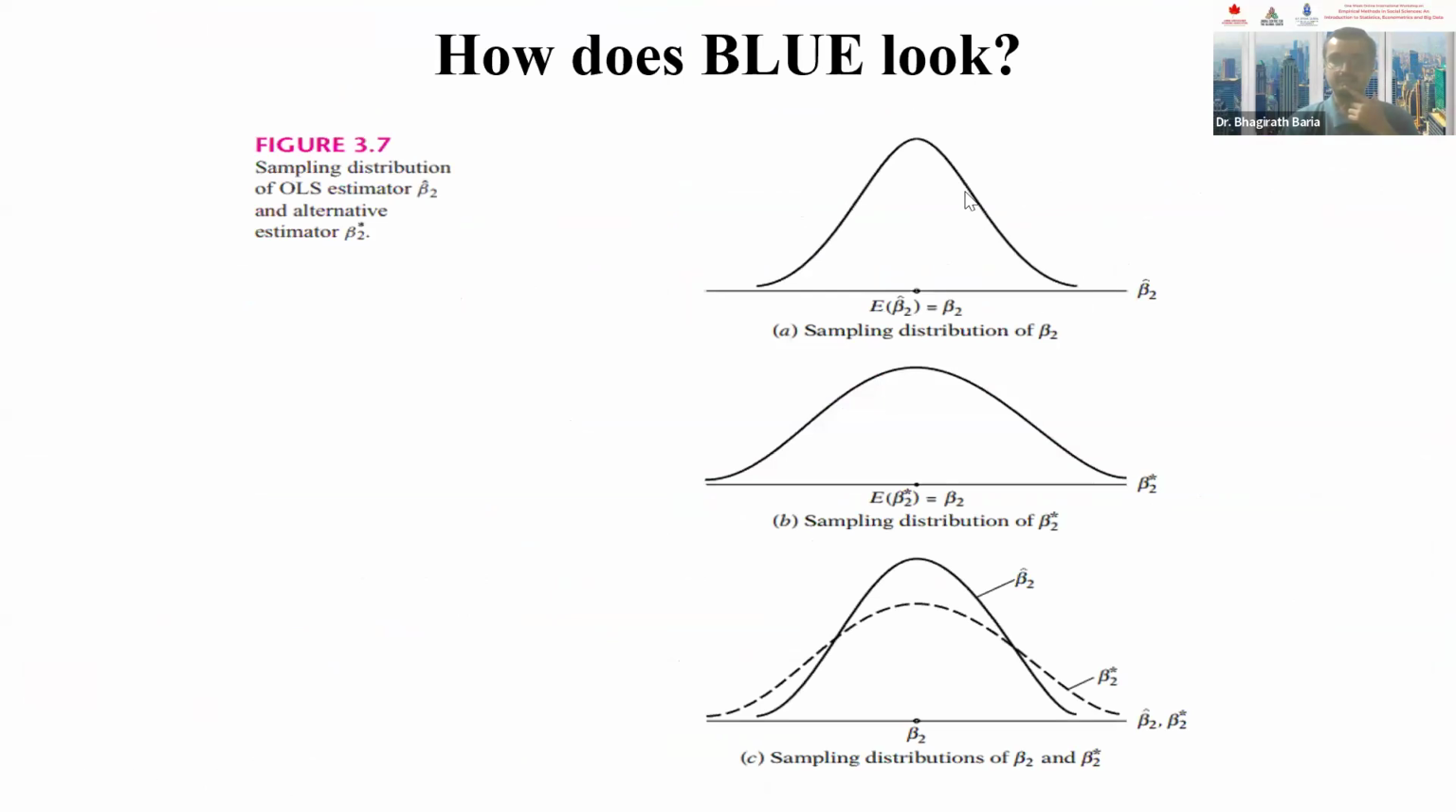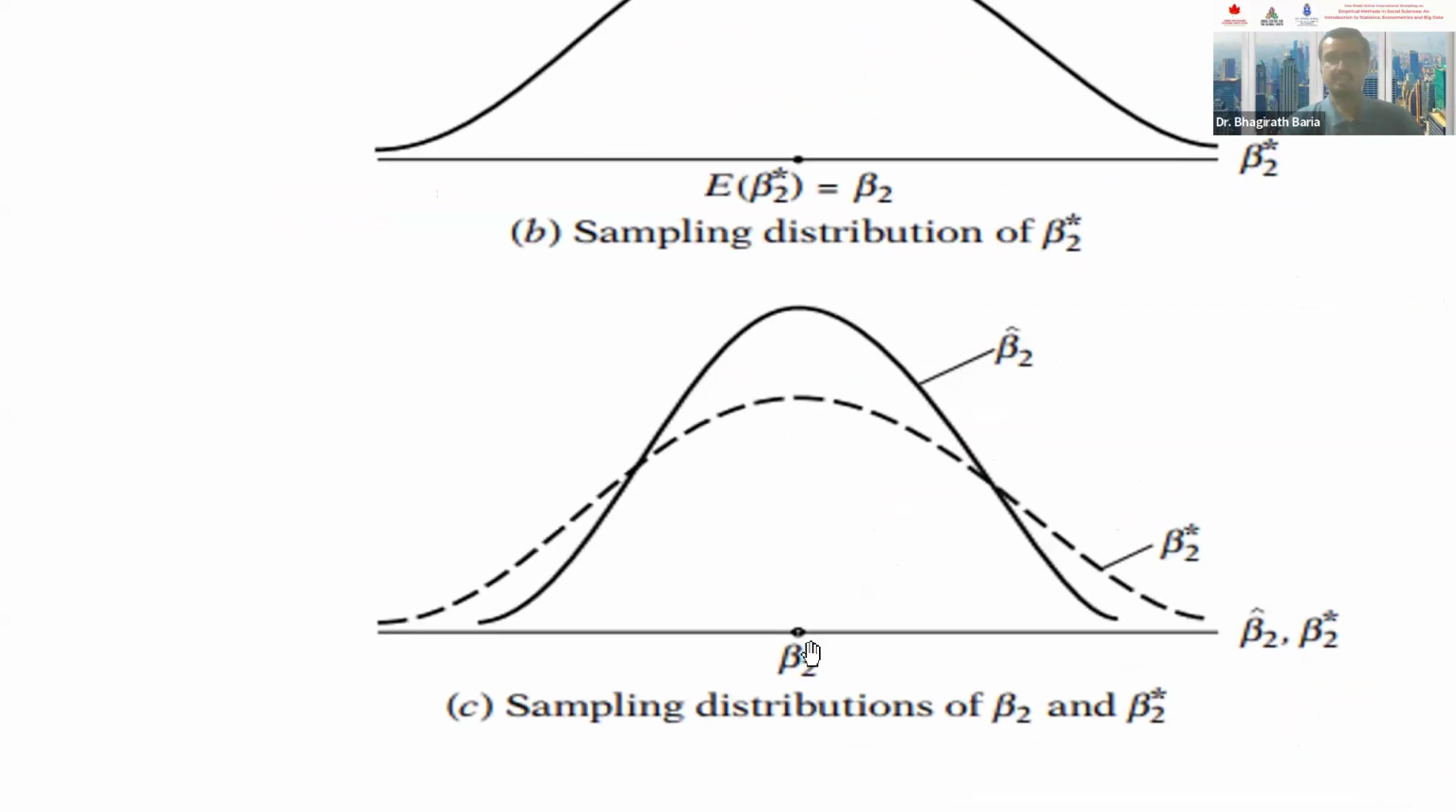The distribution of beta, which is the OLS estimator of regression coefficient beta 2. Okay, it is an unbiased estimator because its central value, its average value, falls on this dot, which is equal to the population value. Let's say you have two different estimators, OLS and some other estimator, call it Bhagirath estimator. In graph C, you can see the OLS estimator and the Bhagirath estimator. Beta 2 is the population parameter, the population value, what you are interested in finding. So both are unbiased. Why? Because both have their middle value at the population value.